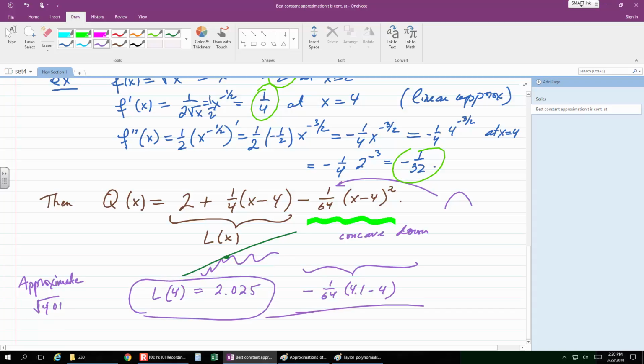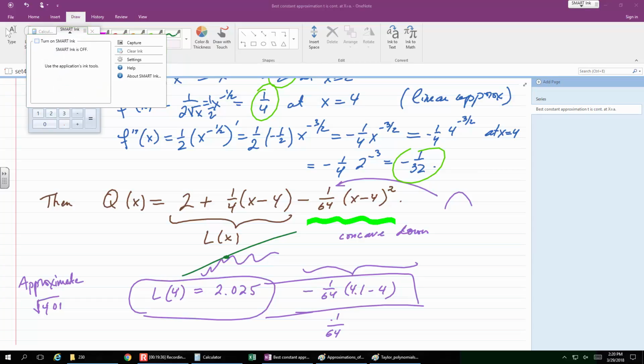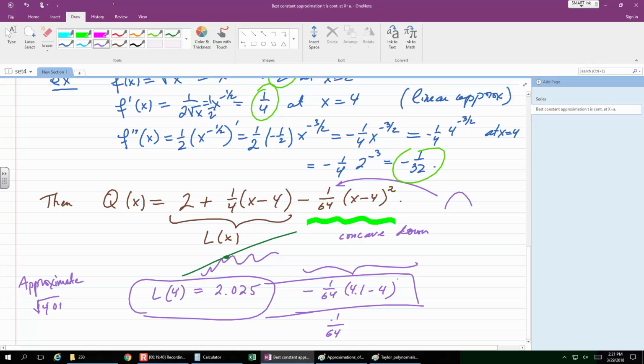Now, the quadratic approximation subtracts an extra term. Does it make things better? Maybe. So it will be 0.01 divided by 64. Okay, let me try to do that. So it will be 0.01. Oh, that's right. Yeah, thank you. That matters. You squared it, so it will be 0.01 here.